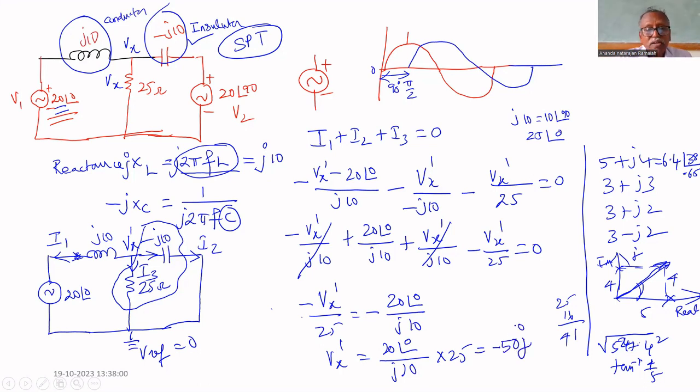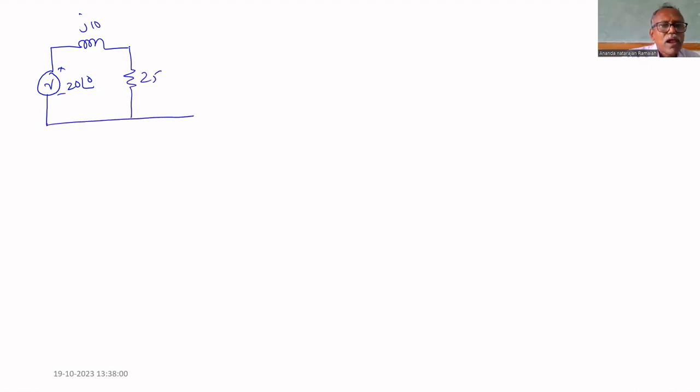Now we got that Vx dash. By superposition theorem, we have to find Vx. Vx equal to what? Vx dash plus Vx double dash. Now we have to consider the second source. What is that second source? This is 20 angle 0, j10, 25, capacitor minus j10.